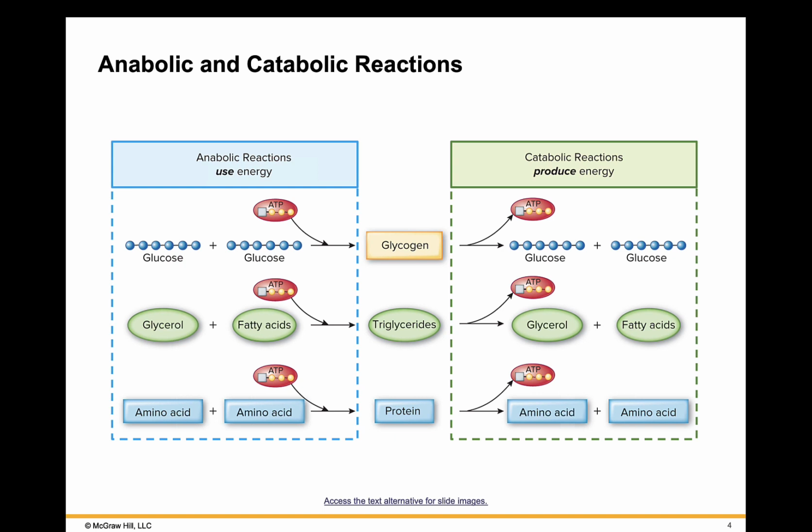Here we look at lipids. So glycerol plus fatty acids, once again with the input of ATP, will result in the formation of a triglyceride. And if we break a triglyceride down, we're basically going to look at the release of energy, and the products will be glycerol and fatty acids. If we look at the last anabolic reaction, we're talking about the formation of proteins. So amino acids combine with the input of ATP, resulting in proteins. Proteins will be broken down into corresponding amino acids with the release of ATP.